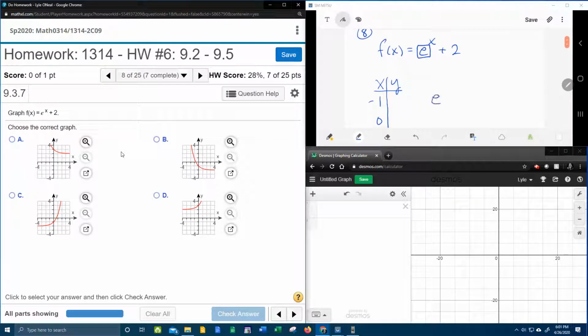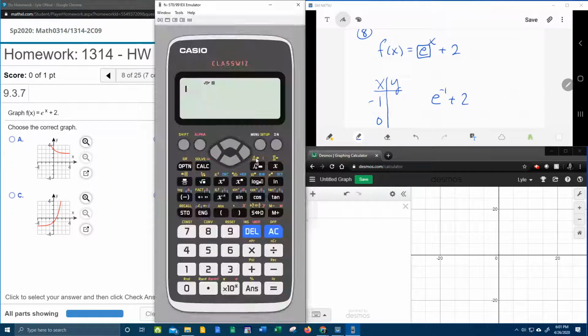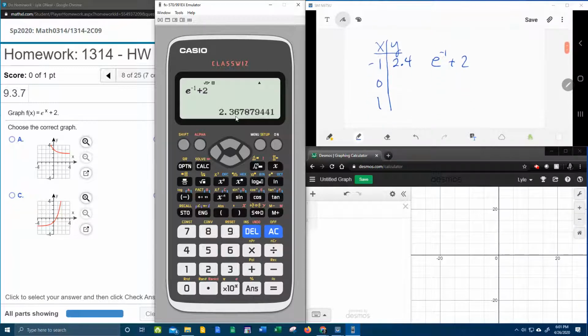So we need to calculate e to the -1 plus 2. And the best way to do that is with our handy dandy calculator. On our scientific calculator here, we can see that there is an e to the, it's in yellow, so that means we have to hit shift and LN to get the e to the. It's e to the -1, move down, plus 2, and that number rounded to one decimal place is about 2.4. Approximately 2.4. And then we're going to do that 2 more times: e to the 0 plus 2 and e to the 1 plus 2, and see what we get.